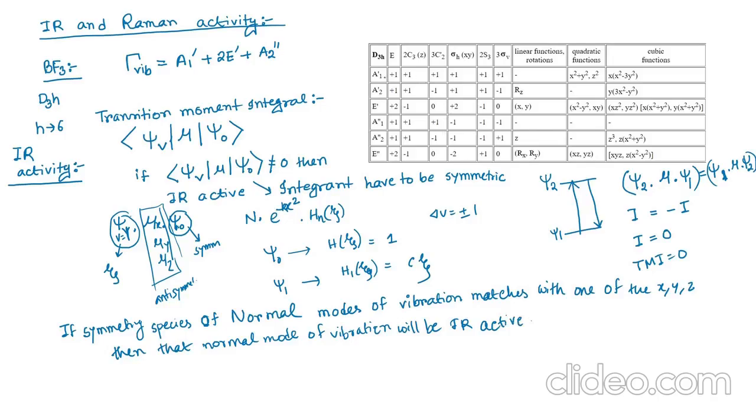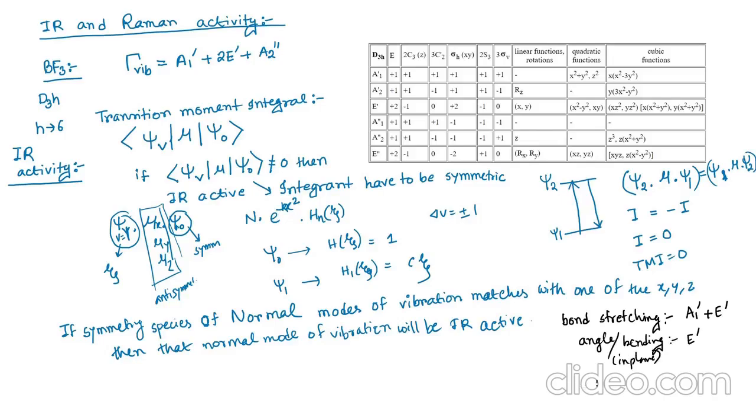So for this particular case, see what is happening: we have A1 dash, 2E dash, A2 dash. We have already mentioned here that bond stretching connects to A1 dash plus E dash, and angle bending in plane belongs to E dash.